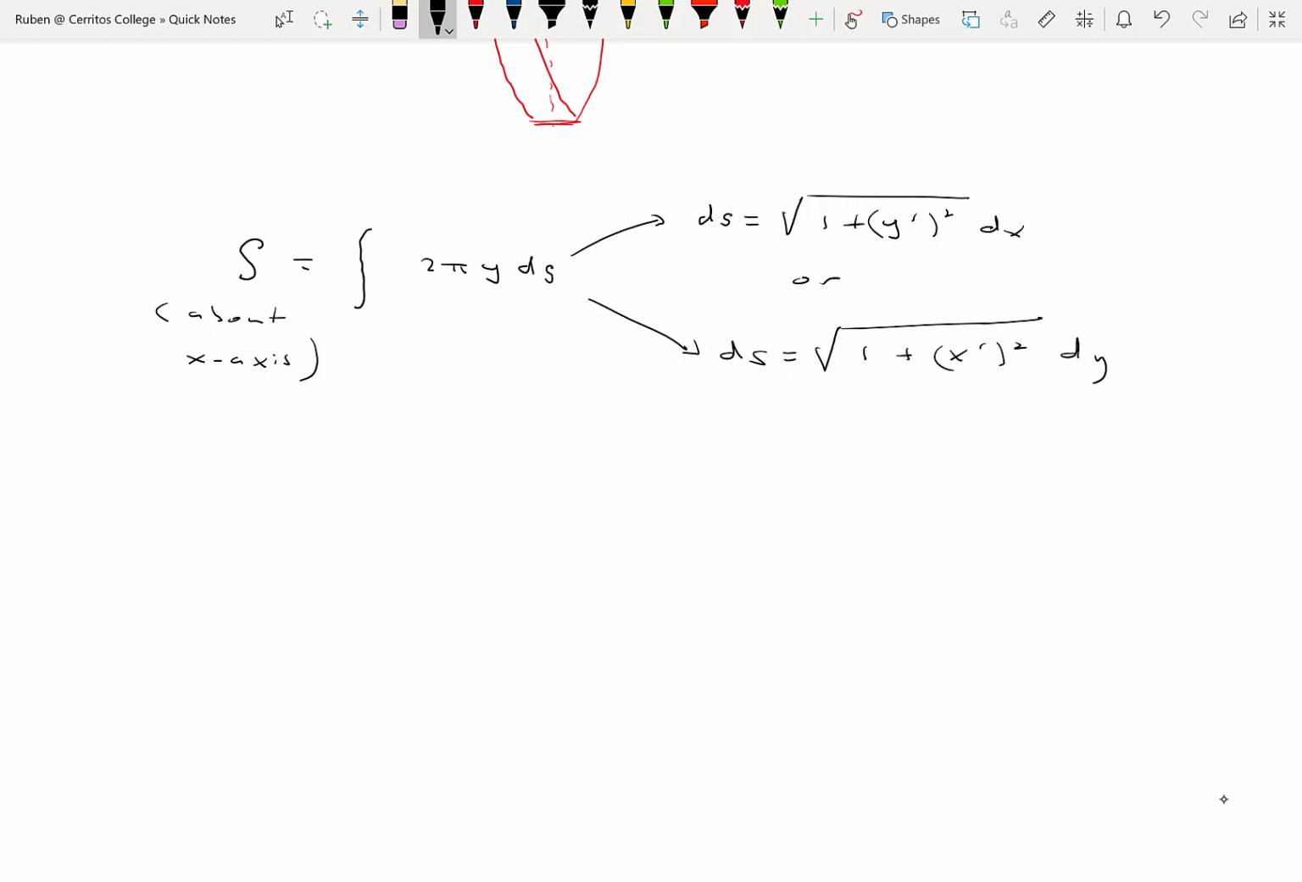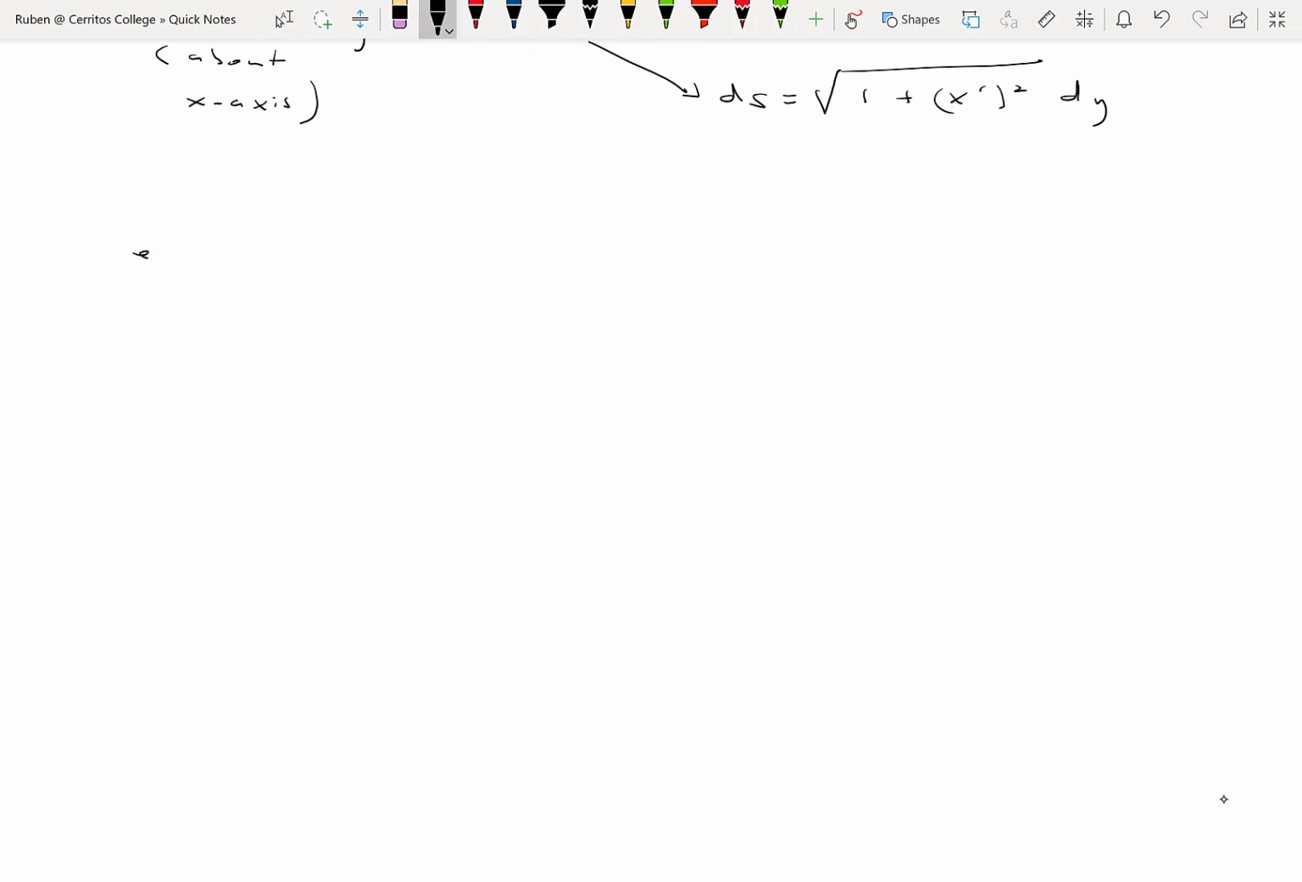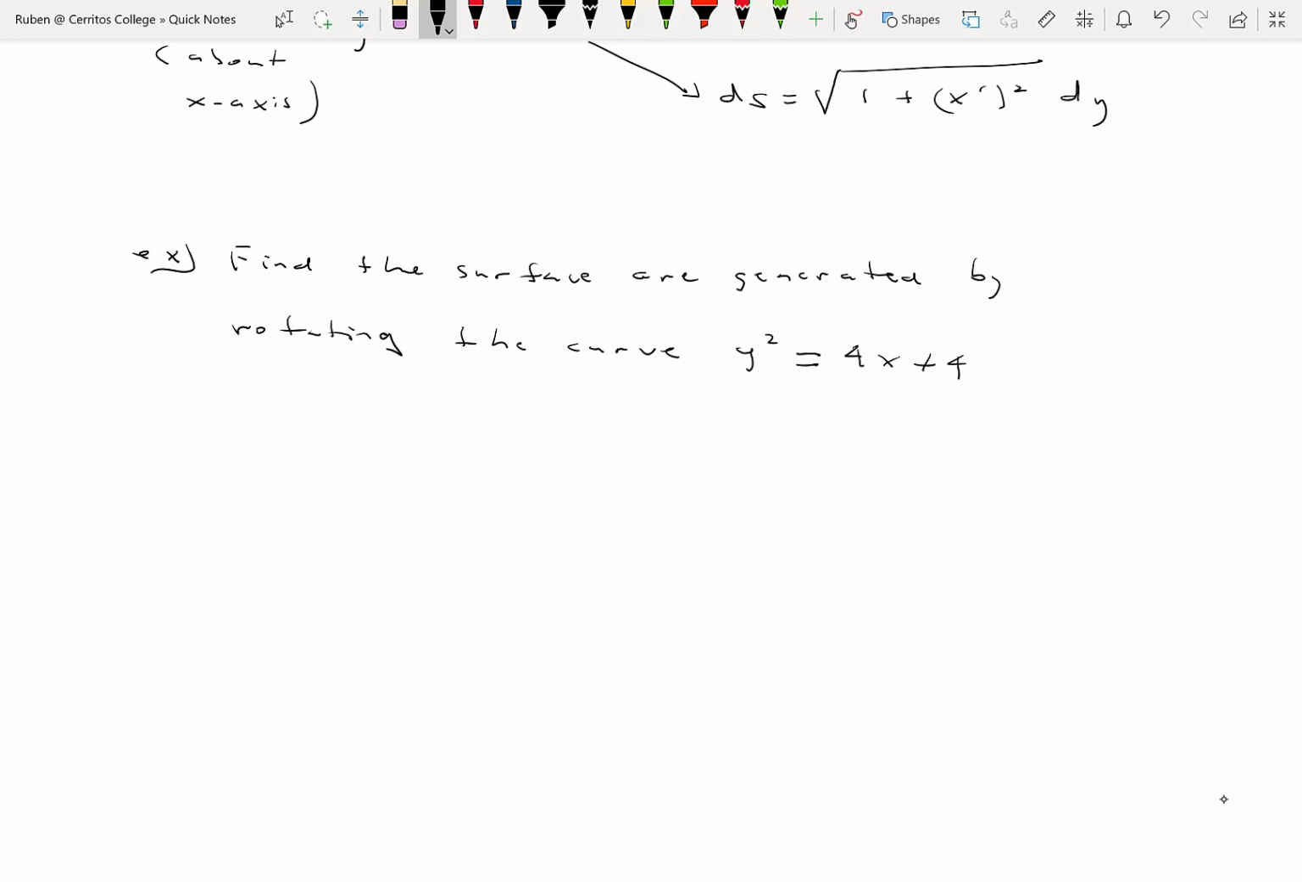There's a little bit more to talk about with that y in the formula in a minute. So let's take a look at an example. So our example is to find the area of the surface, or surface area, generated by rotating, let's say, the curve given by y squared equals 4x plus 4 for x between 0 and 8 about the x-axis.